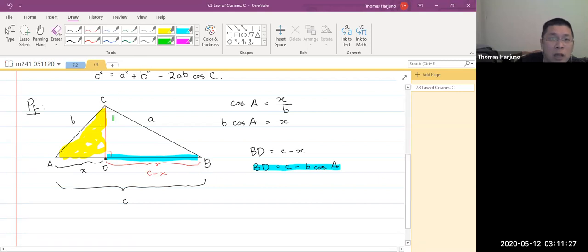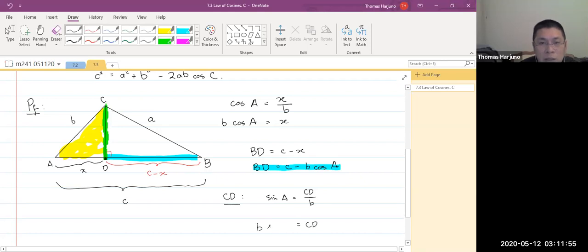Now, how about the length here, which we usually call the height? CD. Notice that sine A equals CD over B. So CD equals B sine A. Is that right?